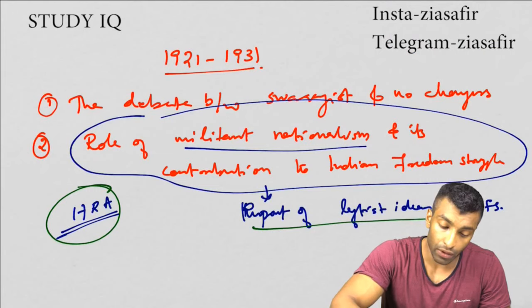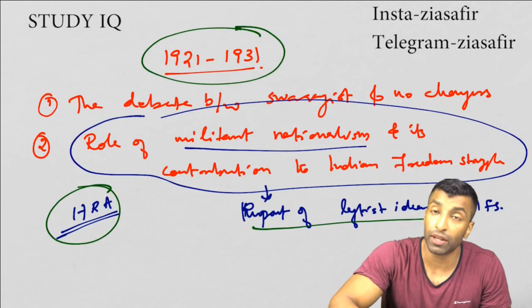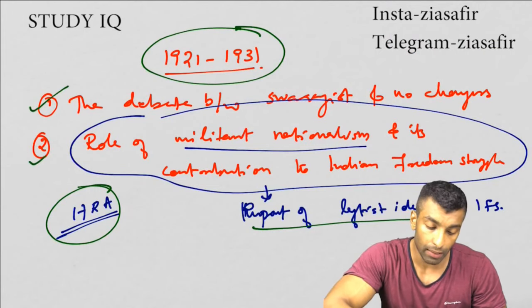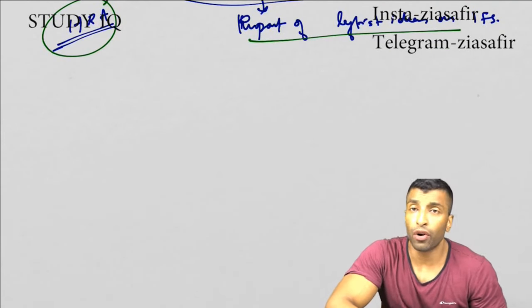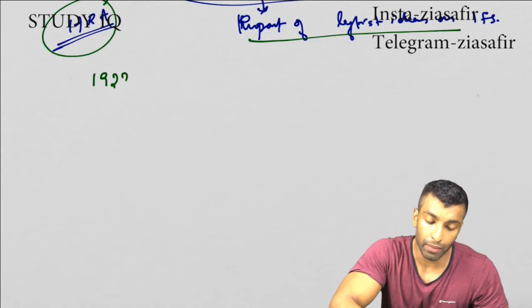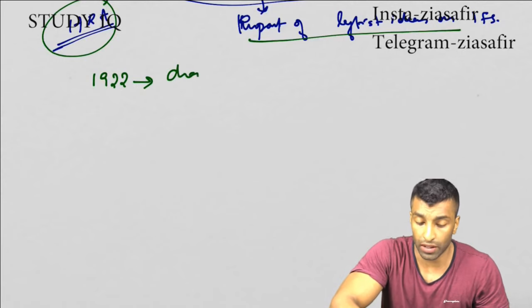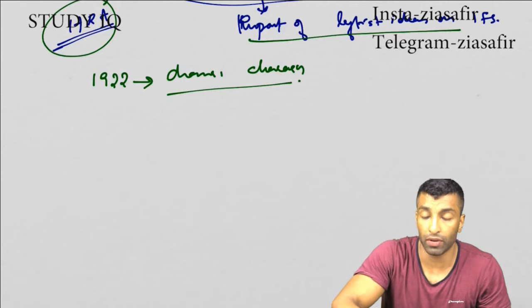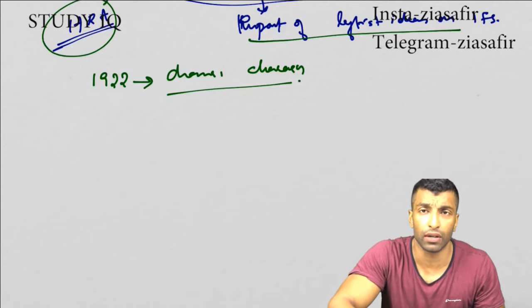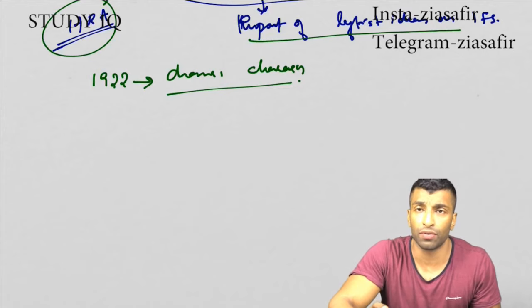What all events we are going to discuss, I'll tell you, and then we will take up the discussion, out of which in today's session I'll be handling these two topics. As we have already discussed, in 1922 the major event is Chauri Chaura, after which the non-cooperation movement was called off. We have already covered this discussion, so I'm just writing it as part of the timeline.